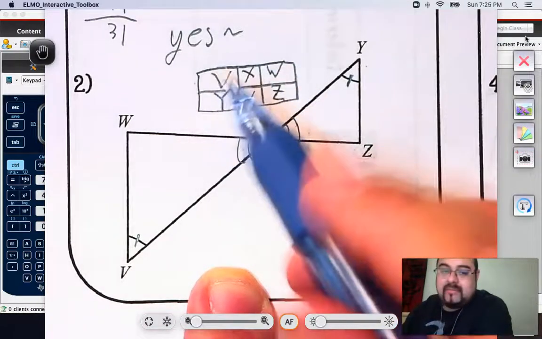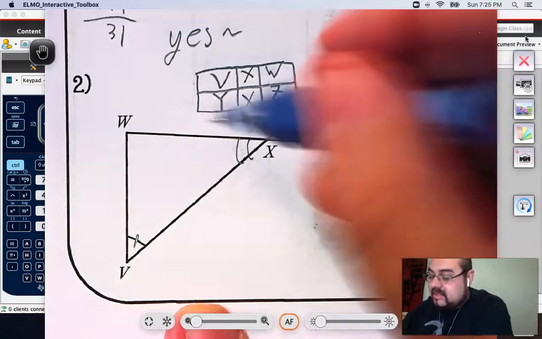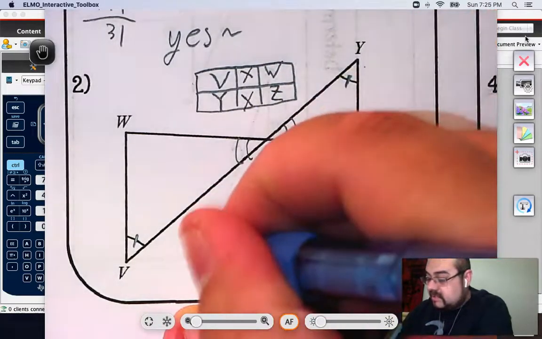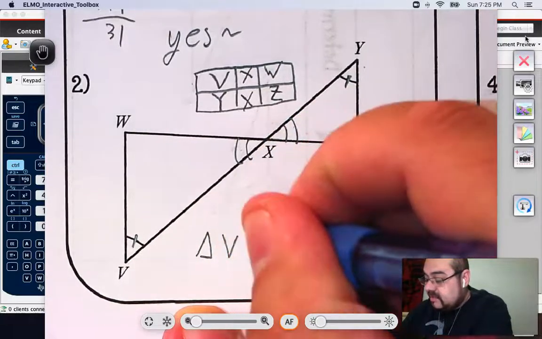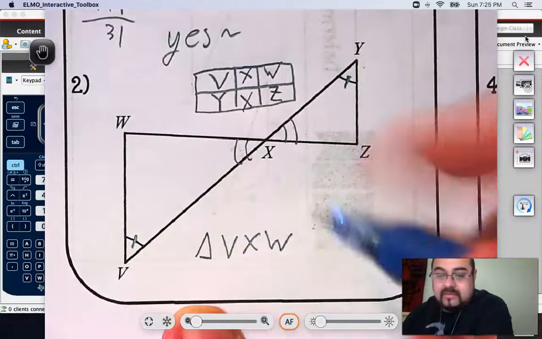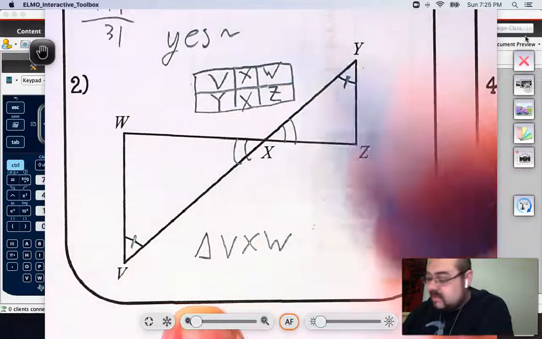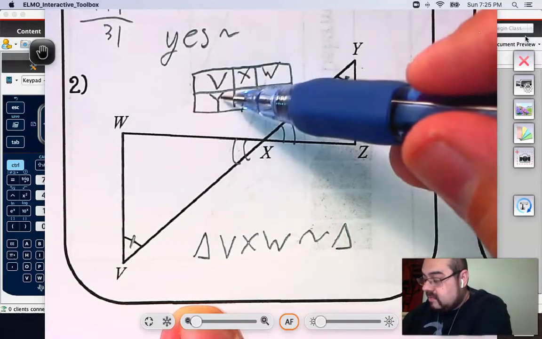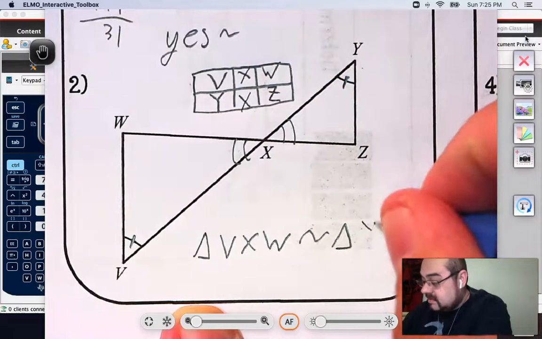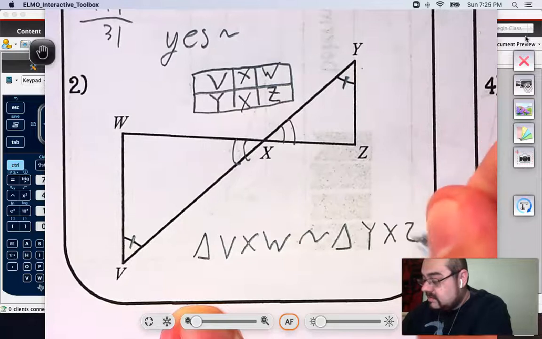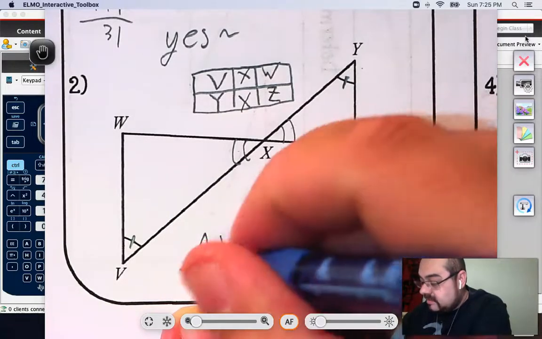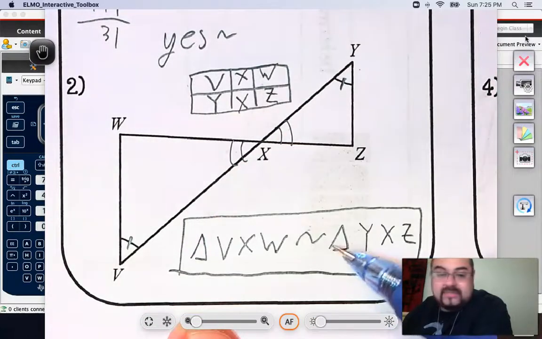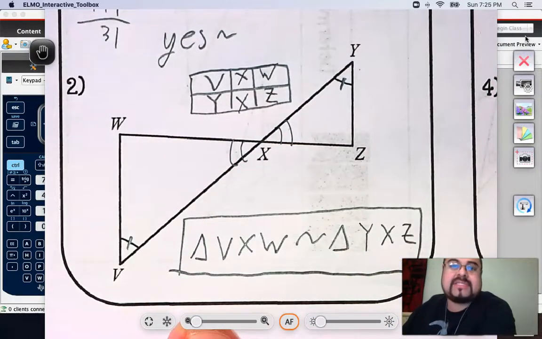From the grid, I'm going to make my similarity statement. This is going to be the first triangle. This is going to be the second triangle. And I'm going to say triangle VXW, that's the one here on the top, is similar to triangle YXZ. Okay, and that's my answer. My answer is yes, they are similar. And this is my similarity statement, because that's what they're asking in the question. Give me the similarity statement.